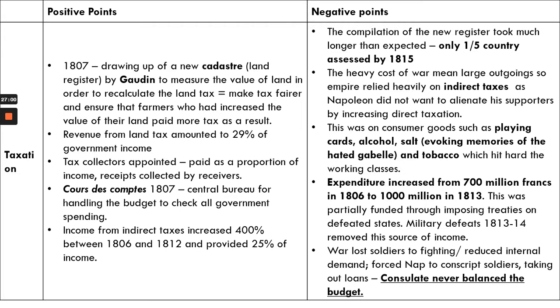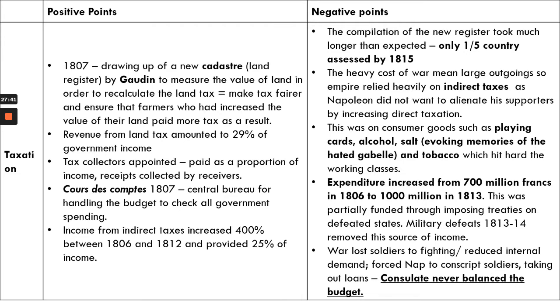So you've got the fact that it took a long time to actually finish this new cadastre. It was actually only a fifth of the country done. So it might look really impressive to finally reassess all these taxes, but actually only a fifth of the country was ever completed. And generally I'd say that a lot of these indirect taxes created a bit of hostility, because they were created because Napoleon didn't want to alienate his supporters with direct taxes, because that would fall onto the wealthier classes who he was relying on to support his regime. So what he did is he reintroduced things such as a tax on salt, tobacco, alcohol, playing cards, and that hit the working classes.